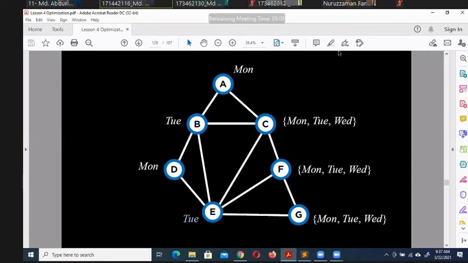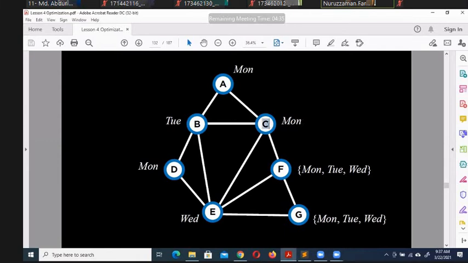Yes, sir. কারণ B আর E কানেক্টেড আছে। তাহলে এটা হবে না। Now B and E, we know that this is not consistent. The edge means B and E cannot have the exam on the same day. So again, there is a problem. What can we do? Let's take it on Wednesday. So now, consistent? Yes, sir. Okay, looks consistent.